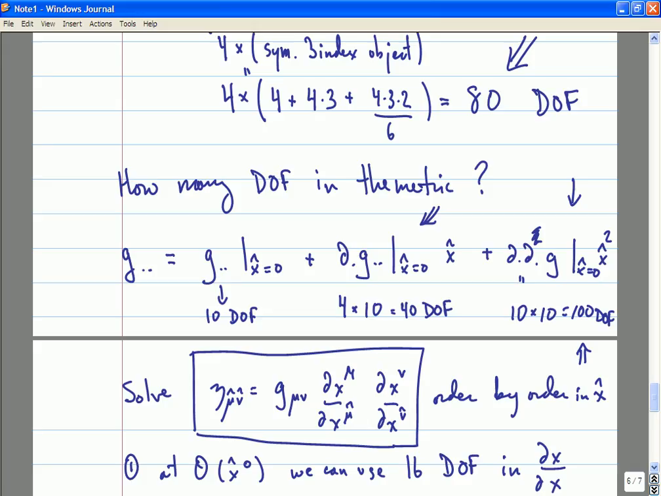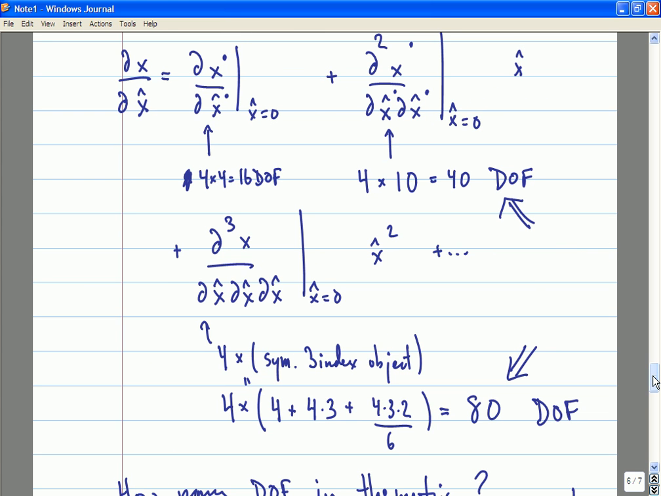And then up here, you would have 4 for the upper index times the number of degrees of freedom in a symmetric 4-index object. I don't remember how many degrees of freedom there are in a symmetric 4-index object. But the difference would be 80. And how did I do that computation? I did it because I knew that the Riemann tensor has, Bianchi identity. Okay, I take that back. You would have to do the computation. Okay. Yes?